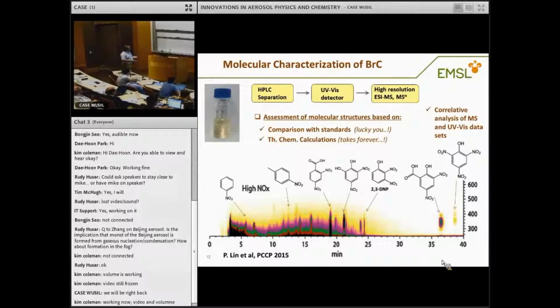Anyhow, the truth is that most of the assignments here are educated guesses based on intuition. And then, of course, there is always some feedback between our guesses and possible theoretical calculations that can either confirm or deny them. But nevertheless, this approach gives a unique opportunity to digest the brown carbon material and say what type of chromophores may be responsible for specific light absorption.